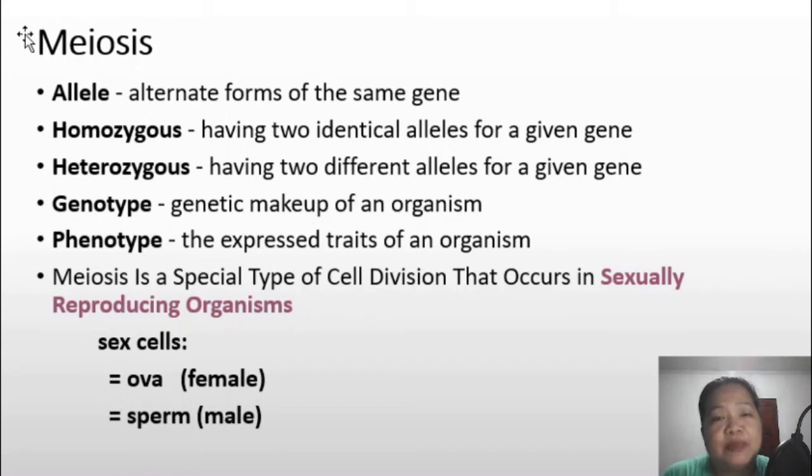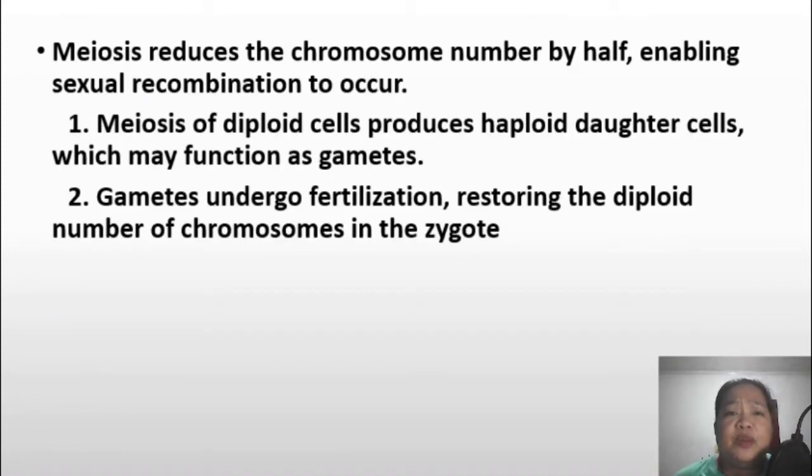Examples of a phenotype, if you have long hair, curly hair, brown complexion, a fair complexion, those are the phenotypic characters that are expressed at present. So meiosis is a special type of cell division that occurs in sexually reproducing animals or organisms. So the sex cells are called the ova and the sperm. So in meiosis, the type of cell that undergoes it is the sex cell or the gamete. So meiosis reduces the number of chromosomes by half, enabling sexual recombination to occur.